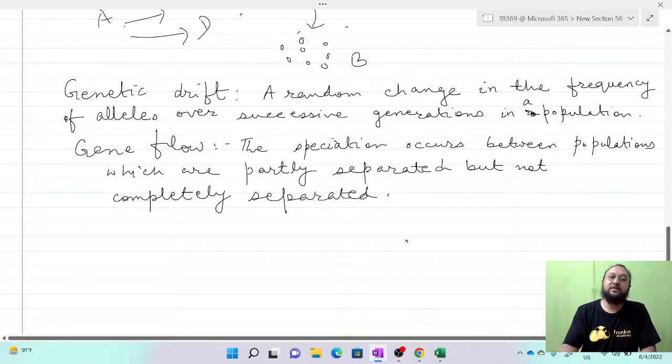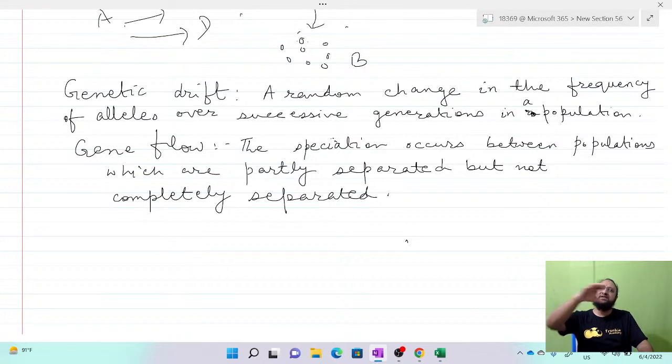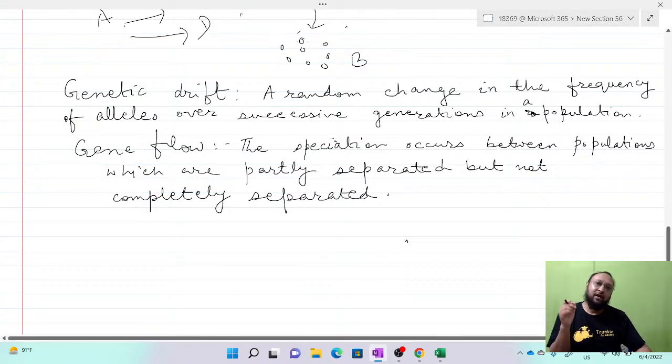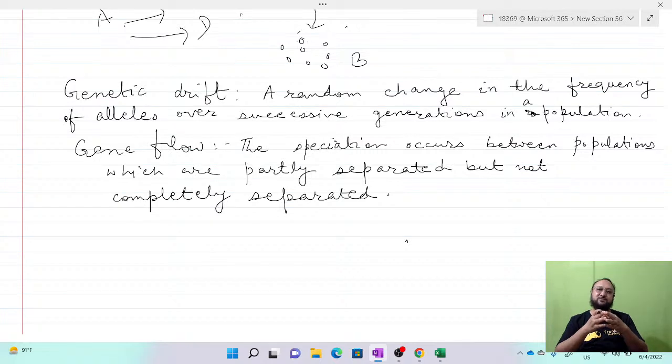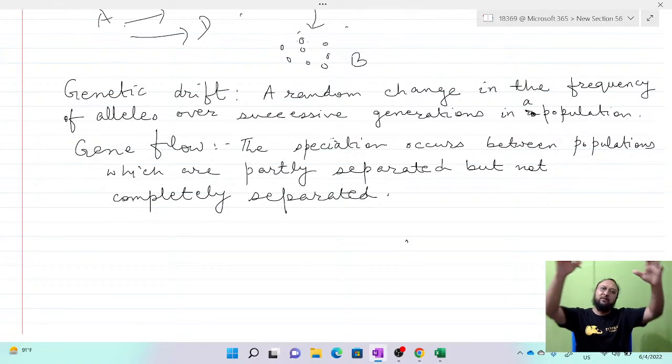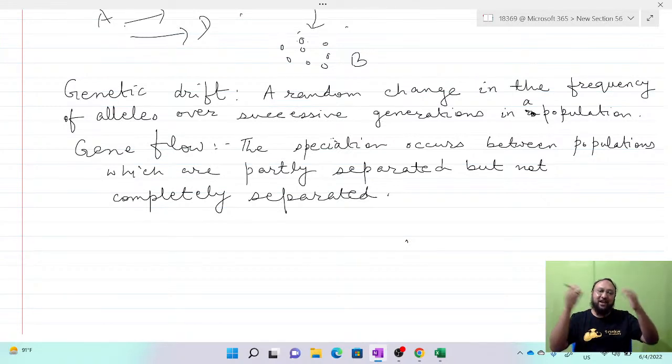That means some kind of migration took place, and some of the members of the populations have migrated, or they are nearby but there is not much interaction. Due to this, they are partly separated but not completely separated. This will also cause speciation because the gene flow will not be in a normal manner, like we have seen in a population confined in an area, where gene flow from one generation to another will be in a particular manner.